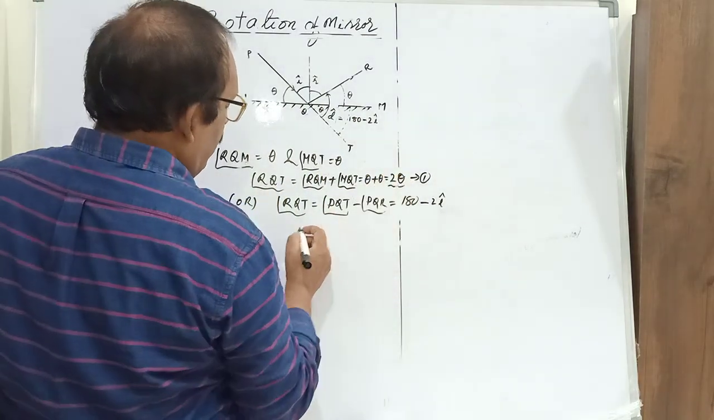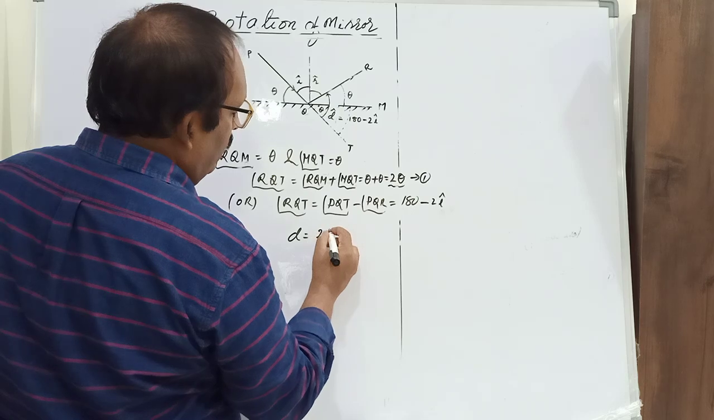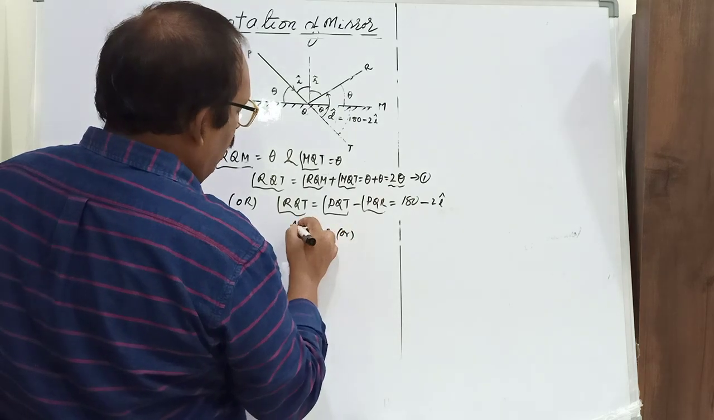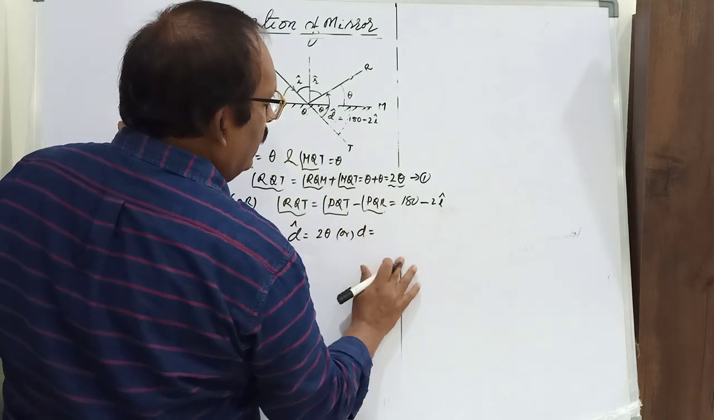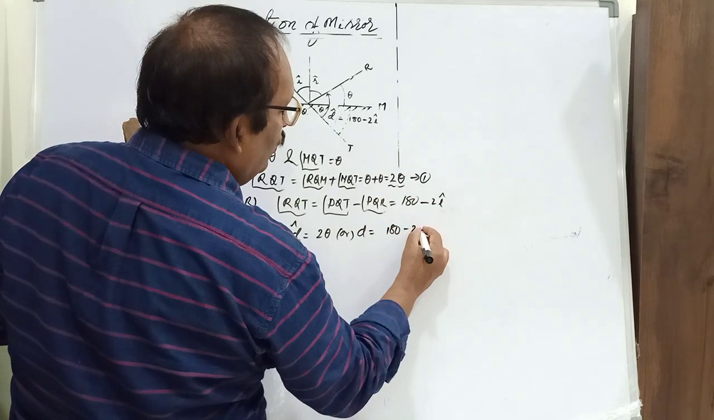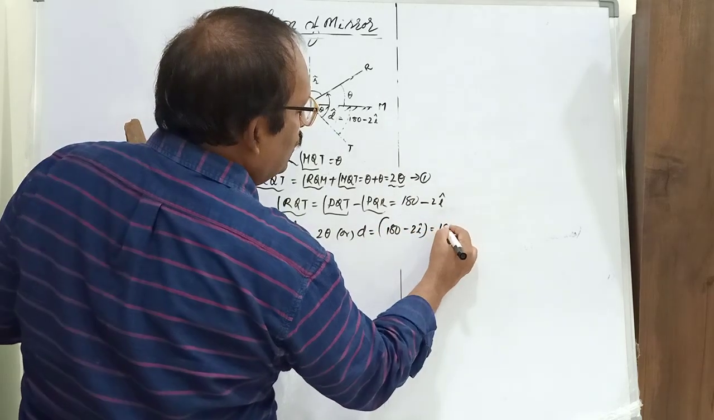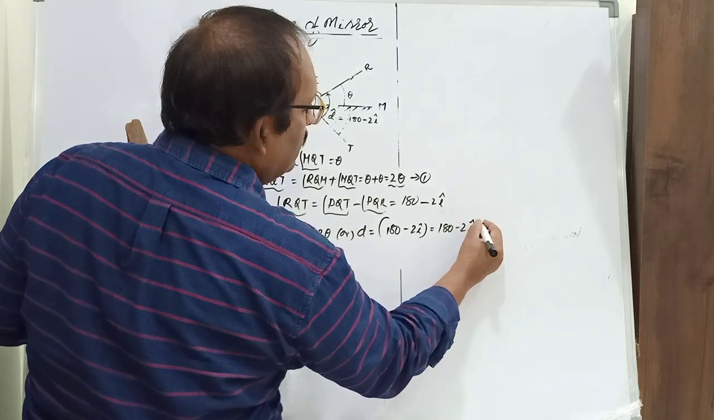So the angle of deviation D must be equal to 2 theta, or the angle of deviation D must be equal to 180 minus 2I, or 180 minus 2R. We can also say that it is 2R because I is equal to R.